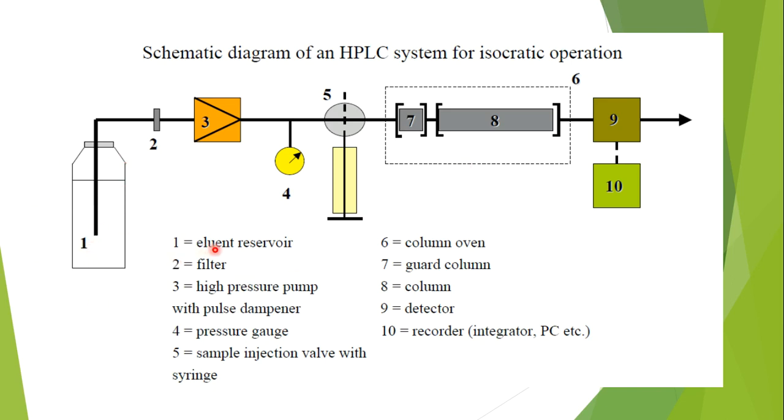So the first one is the solvent reservoir or eluent reservoir. The second is the filter, which removes any particulate impurity or dust particles from this reservoir. Now the third is the high pressure pump with pulse damper. This third number also contains a pulse damper.